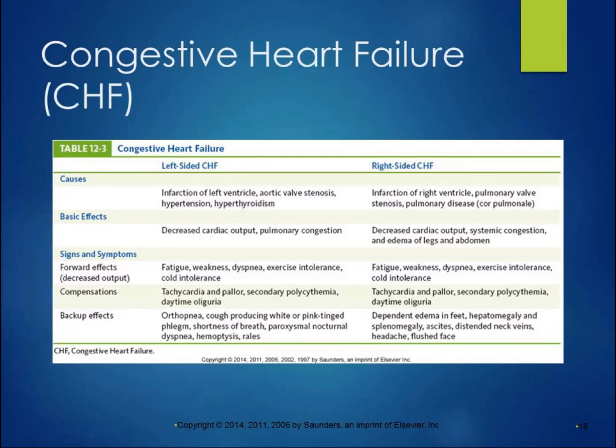This is the chart from the book that compares left-sided with right-sided failure in terms of causes, effects, signs, and symptoms, including the forward effects, the compensations, and the backup effects. The main differences between the two are in the backup effects. The forward effects and the compensations are the same between the two. The left-sided heart failure backs up into the lungs. The right-sided heart failure backs up into the systemic circulation.